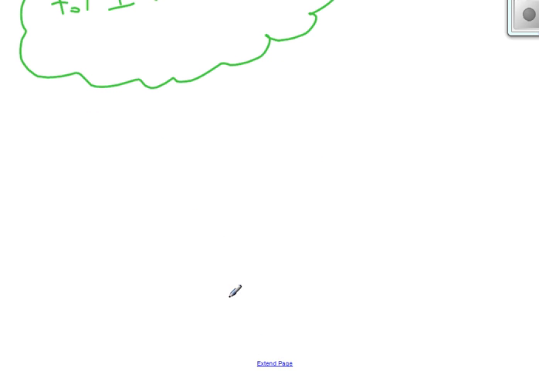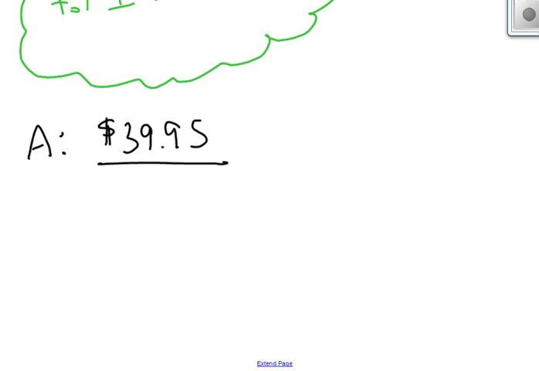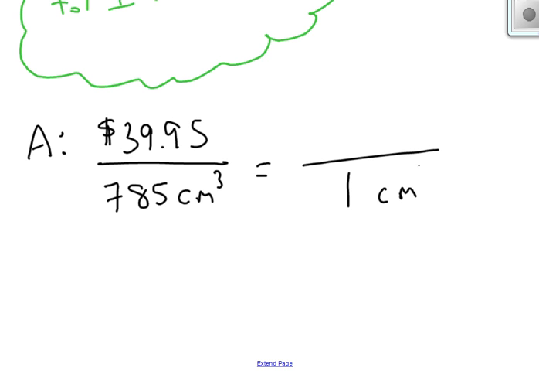We know that for cylinder A, I paid $39.95. That's the cost. Cost always goes on top. And that was for how much coffee? It was for 785 cubic centimeters. And I want to know how much it is for 1 cubic centimeter.